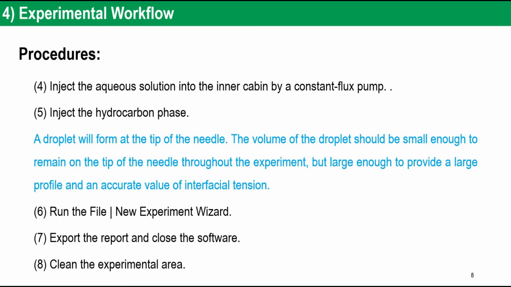Fifthly, inject the hydrocarbon phase. During the process, a droplet will form at the tip of the needle. The volume of the droplet should be small enough to remain on the tip of the needle throughout the experiment, but large enough to provide a large profile and an accurate value of interfacial tension.